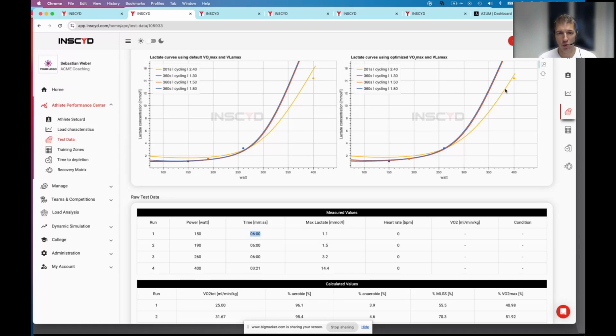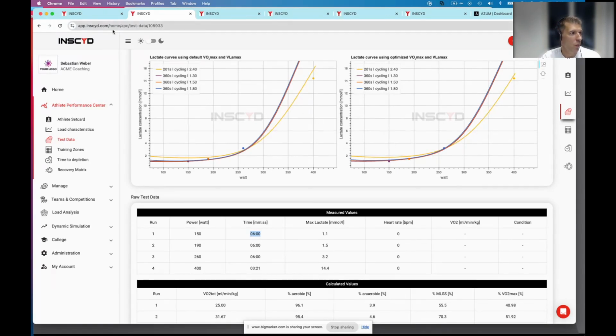And what we are able to do is decipher from the concentration, from different concentrations at different intensities, what was the production behind it and what was the combustion behind it. And then this tells us something about the VLamax and VO2 max. Okay, so these were the two gatekeepers, so to speak, to get to the profiles.